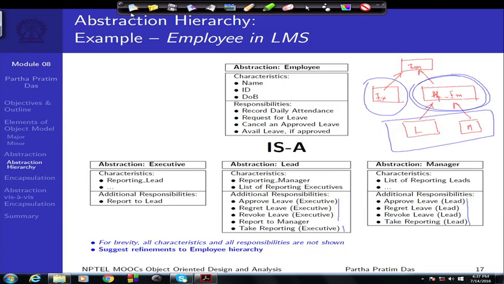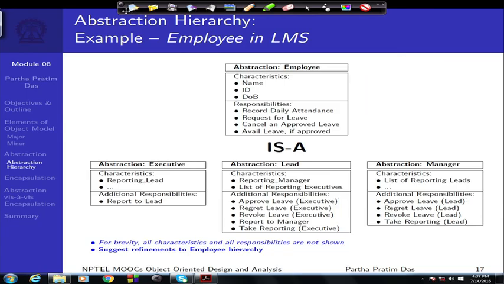So, my whole point of illustrating this is to emphasize that abstractions are better expressed when put in hierarchical terms, and those hierarchies are not unique.